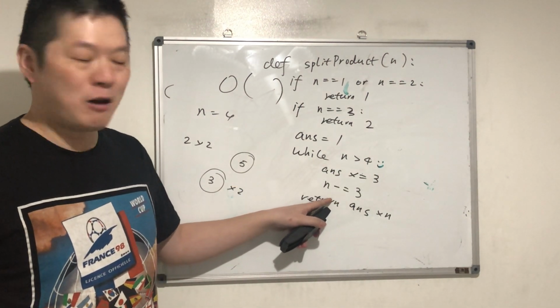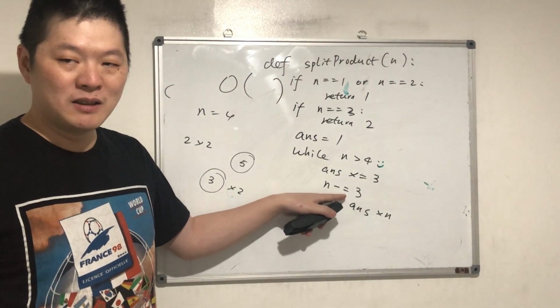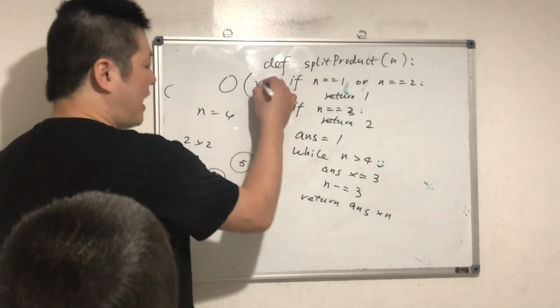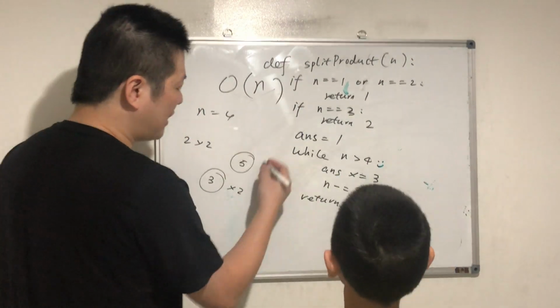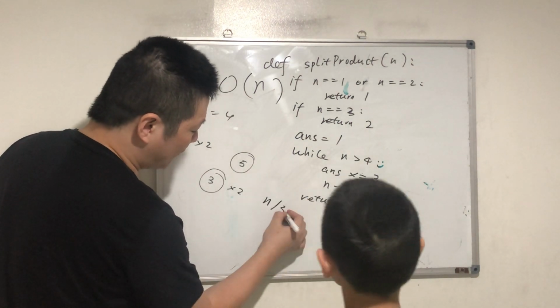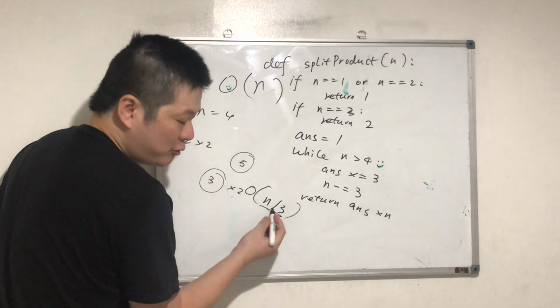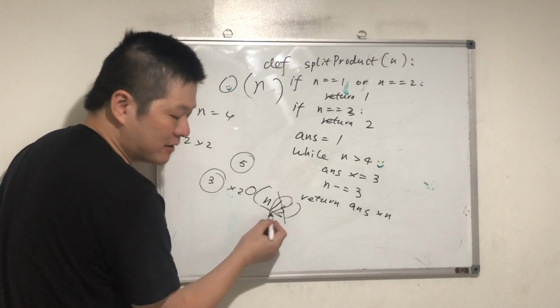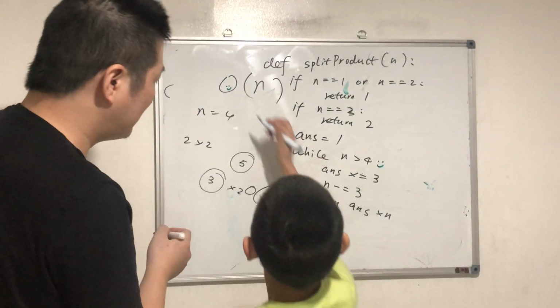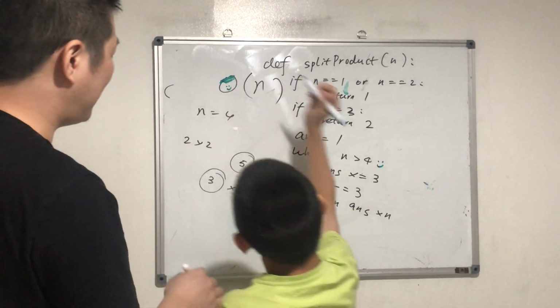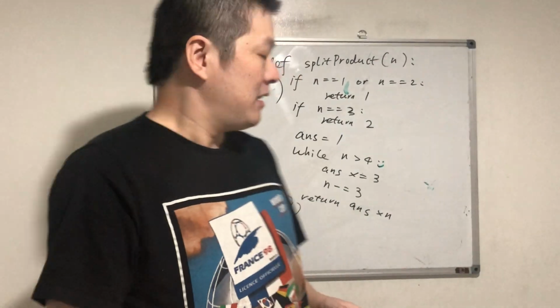Look, how many iterations maximum? Every time we take 3, so the loop will run n divided by 3 times. But we drop the constant, so it's O(n), right? Does it make sense? Okay, that's it.